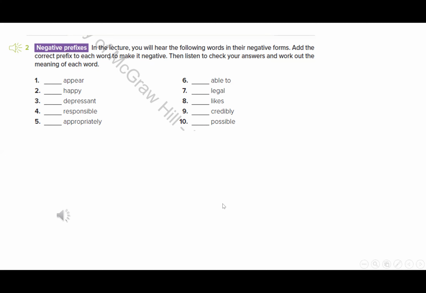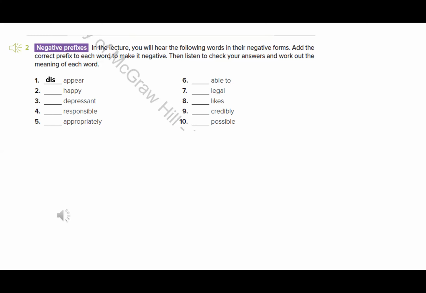Negative prefixes. 1. Disappear. 2. Unhappy. 3. Antidepressant. 4. Irresponsible. 5. Inappropriately. 6. Unable to. 7. Illegal. 8. Dislikes. 9. Incredibly. 10. Impossible. Let's check your answers.